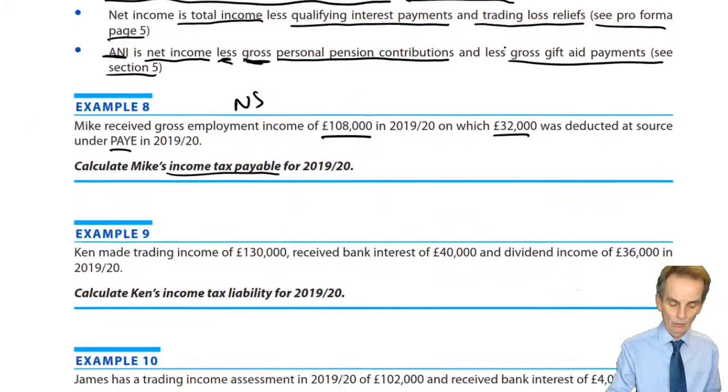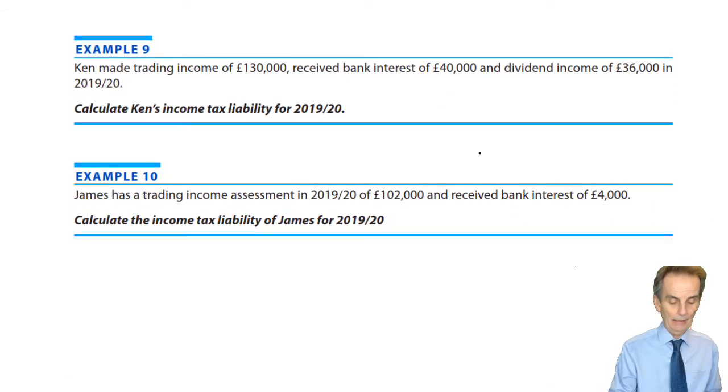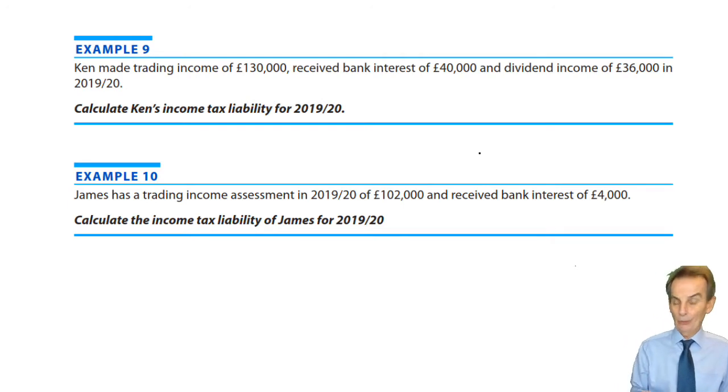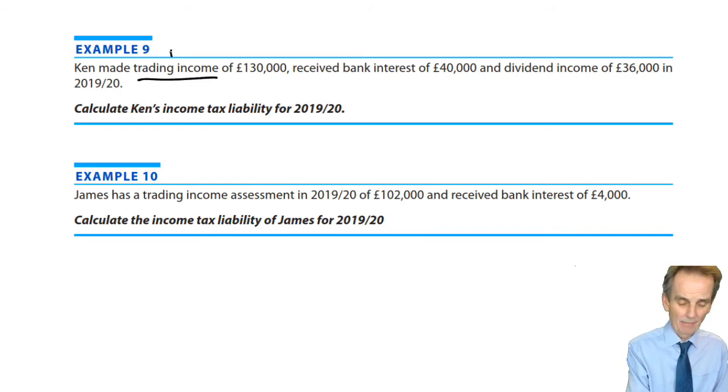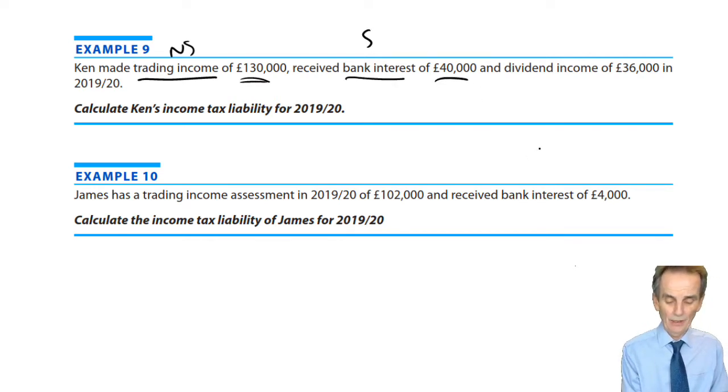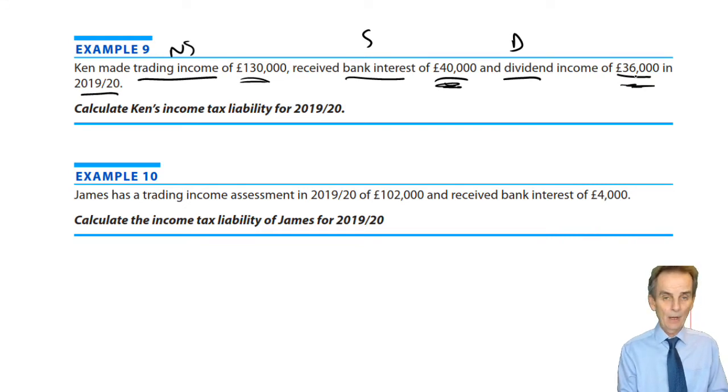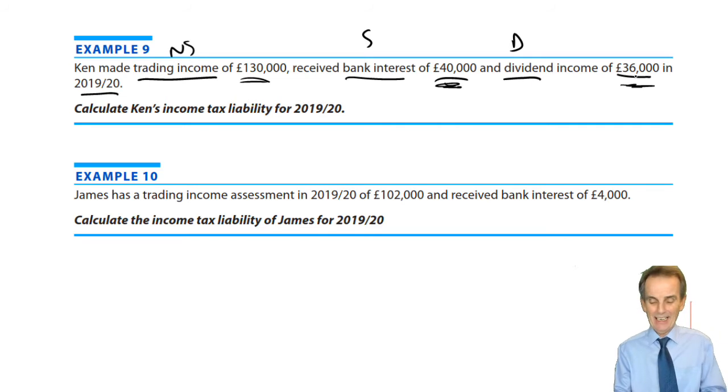Let's just go back then to our notes and we see example number 9. Again, although there are more different sources of income, it's going to be a very easy answer. Trading income, non-savings, is 130,000. Bank interest, savings income, is 40,000. Dividend income, obviously, for analysis purposes, dividends, £36,000 in 1920. 130,000 in its own right, let alone the £40,000 of bank interest, and on top of that the 36,000 of dividend income.